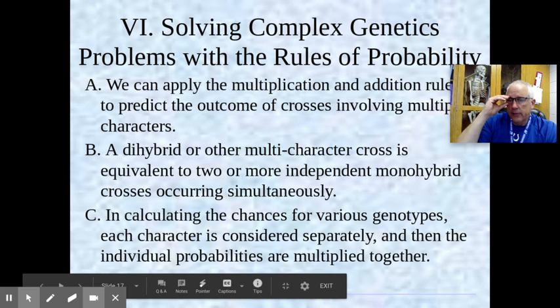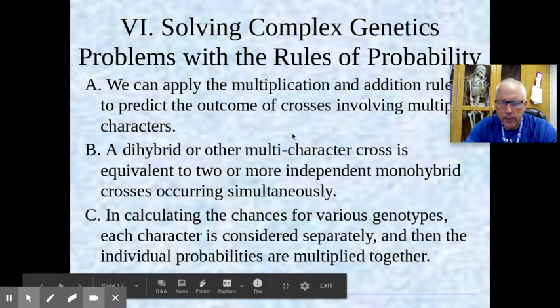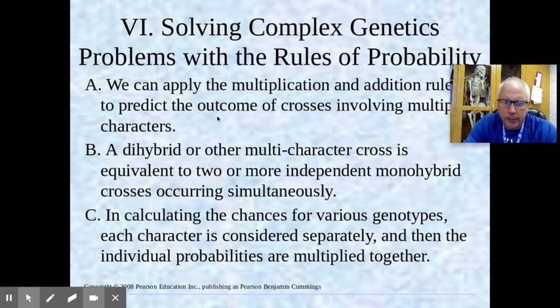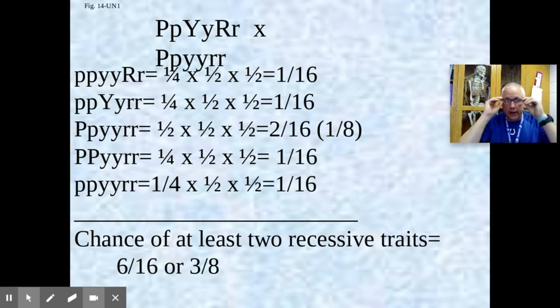So let's say I'm calculating the chances of different genotypes. You've got to look at them as independent events and multiply them together. So let me show you, and we'll go over it with a lab activity, and then when we get to the test, you'll be like, oh, yeah, okay, this makes sense. Okay, so look at this. This gets kind of crazy.